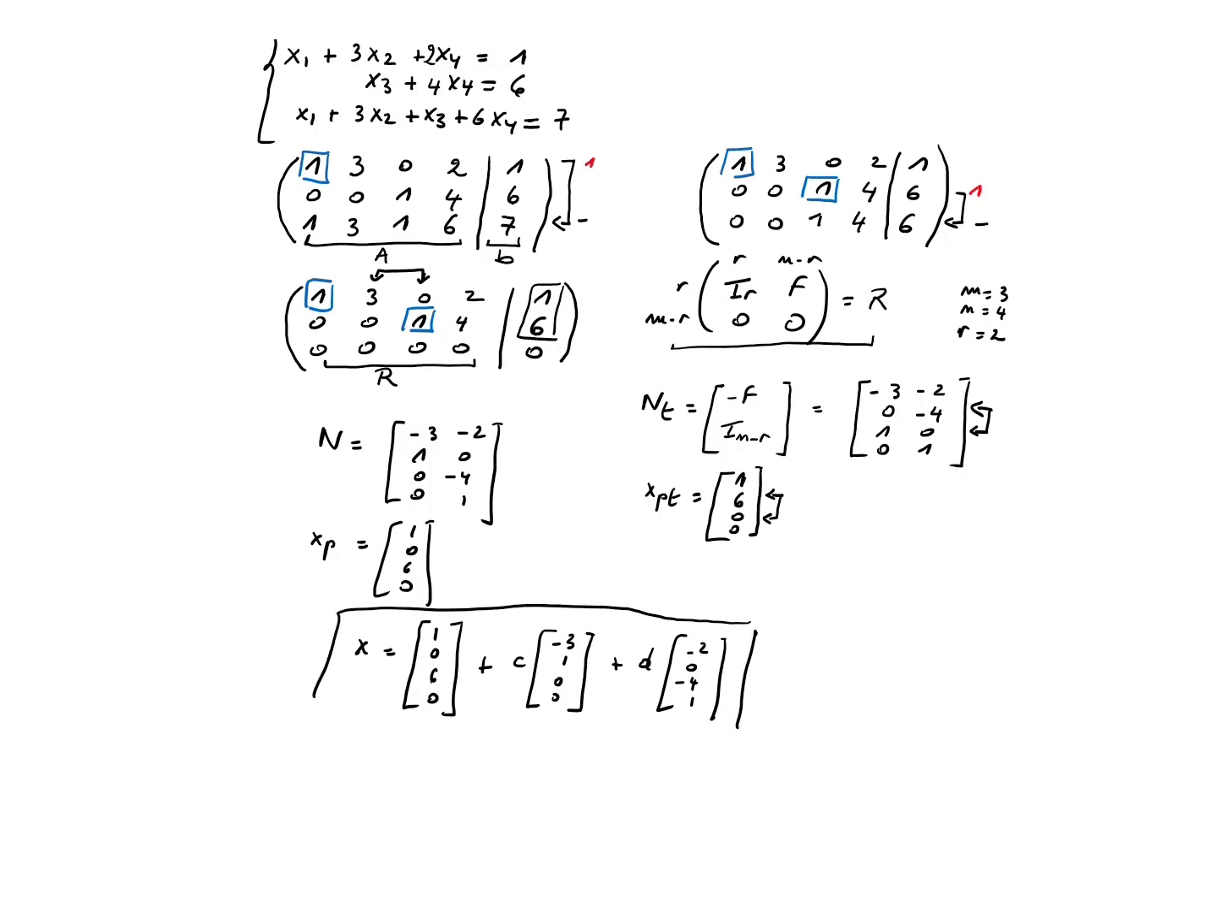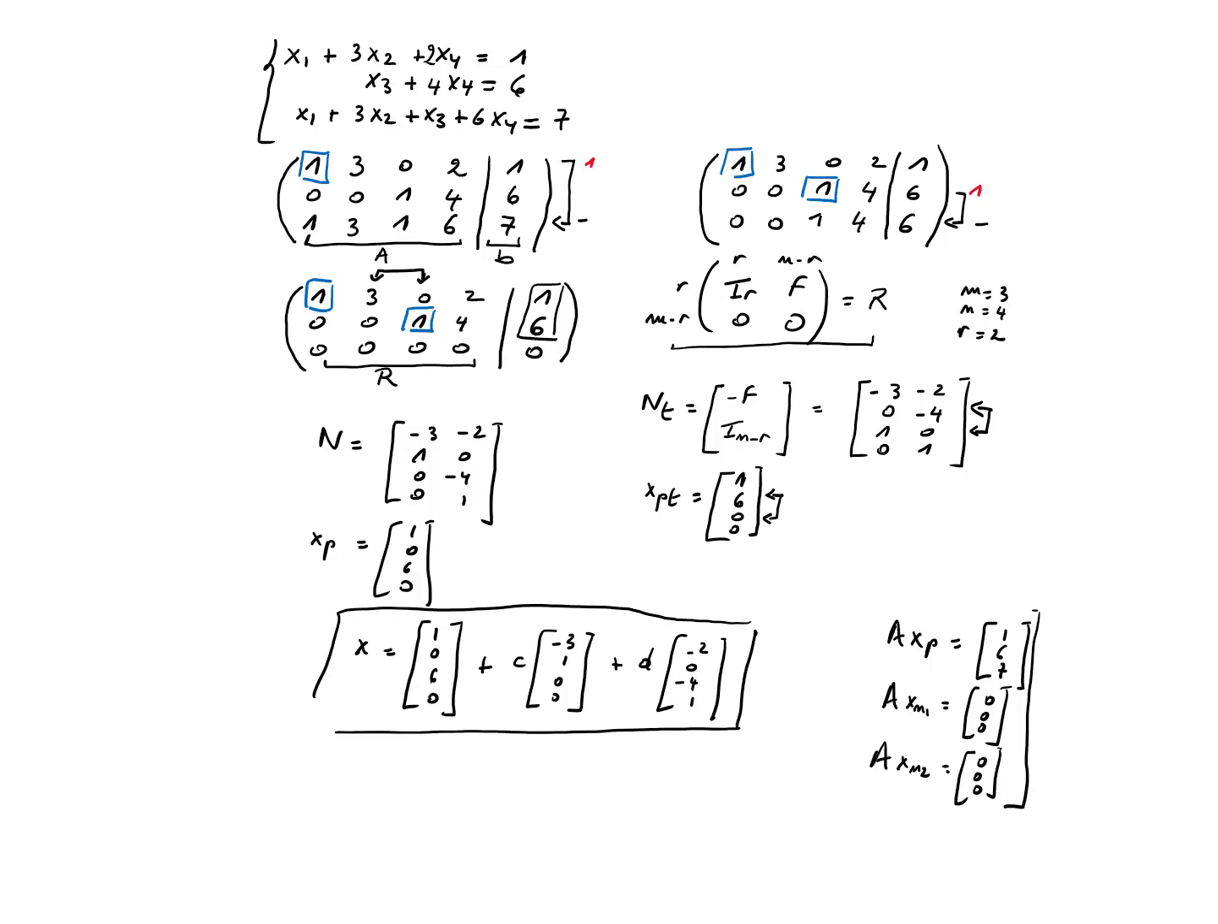You should of course check things, okay? So if you take A times xp, you should obtain 1, 6 and 7. And if you do A times the first special solution, you should have 0, 0. And if you do A times the second special solution, you should have 0, 0. These are things that you could check, and at the time of the exam I expect you to do this kind of check.